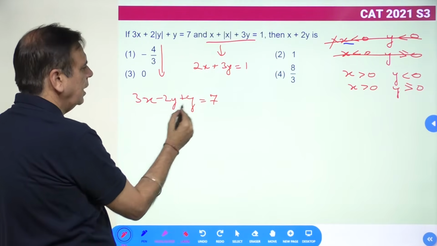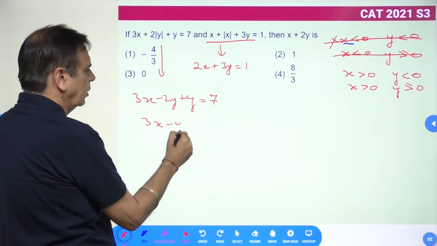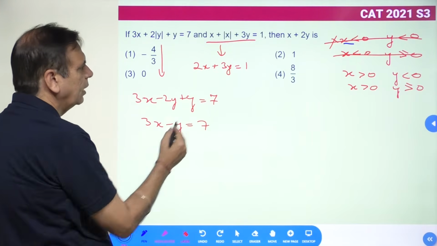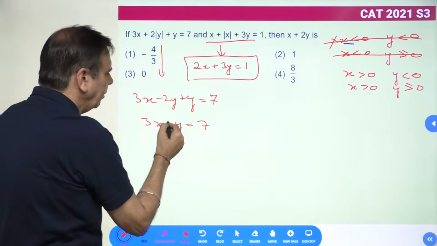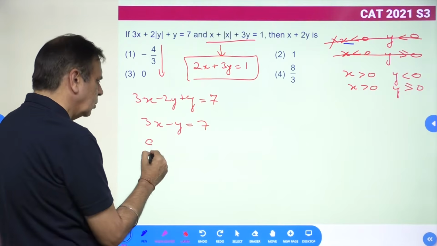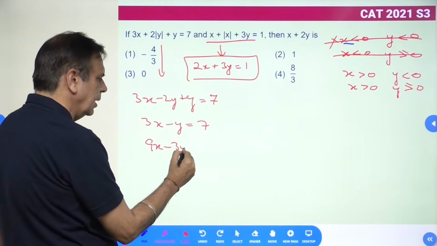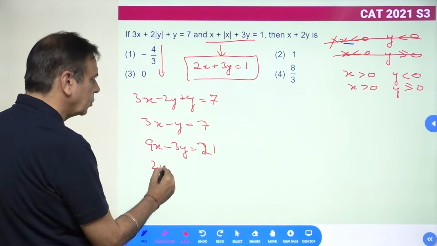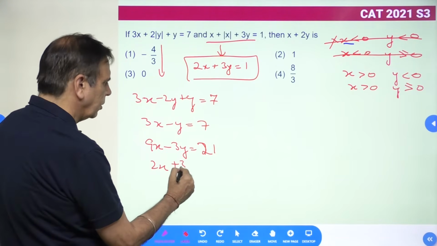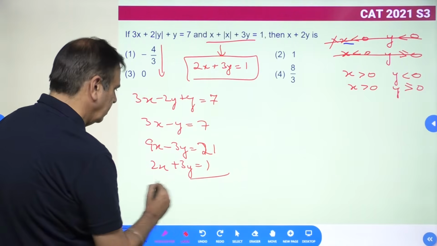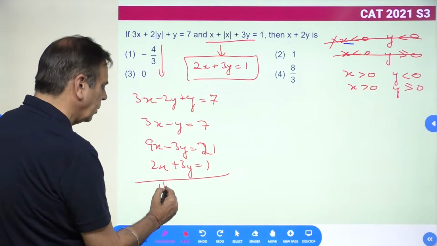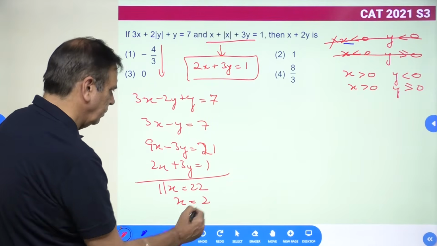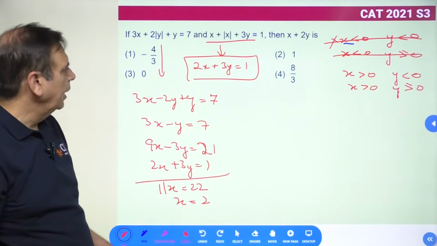और this becomes 3x minus y equal to 7, और ये equation है हमारी 2x plus 3y equal to 1. So let me multiply this equation with 3. So 9x minus 3y equal to 21, and this equation is 2x plus 3y equal to 1. So if we add the two equations, 11x is equal to 22, x is equal to 2.